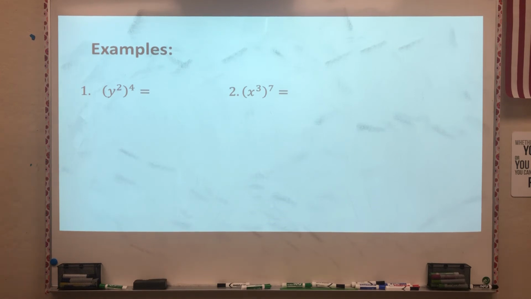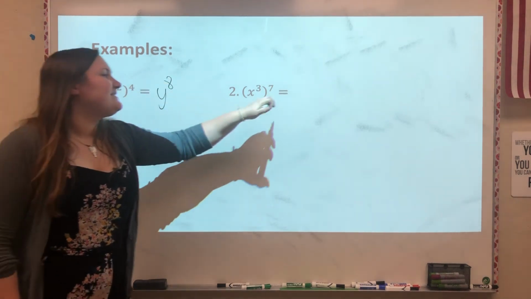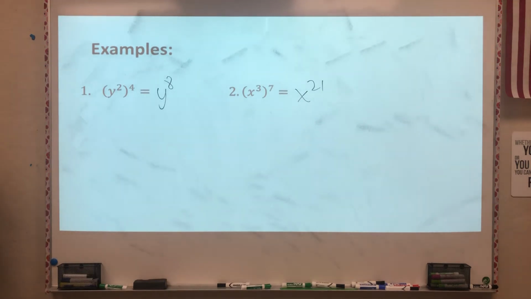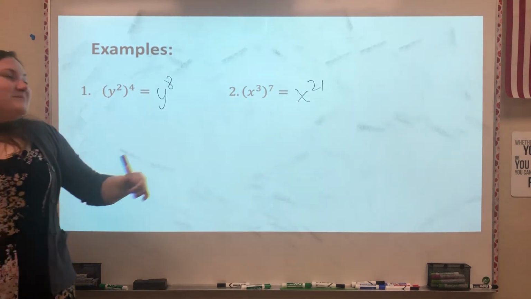The second one says x cubed raised to the 7th power. In both of these, you're just multiplying your exponents. So you would get y to the 8th power and x to the 21st power. Now, just like all of these problems, we're not going to stop here.